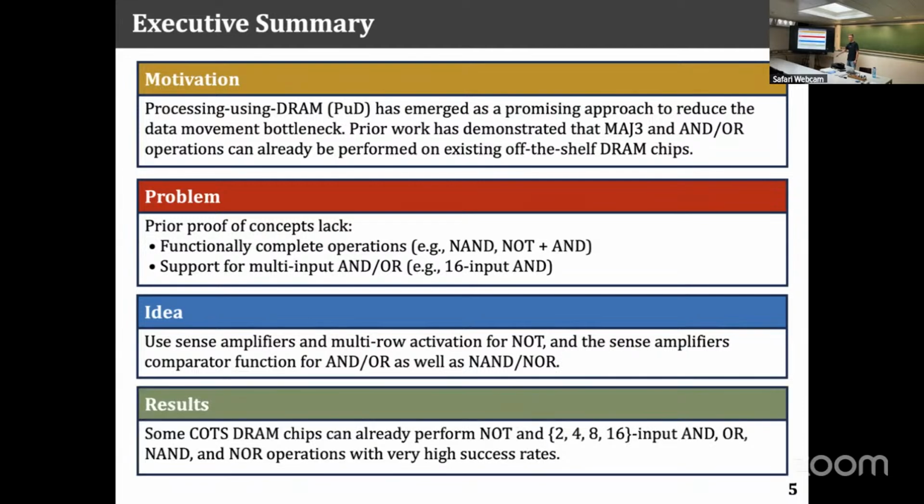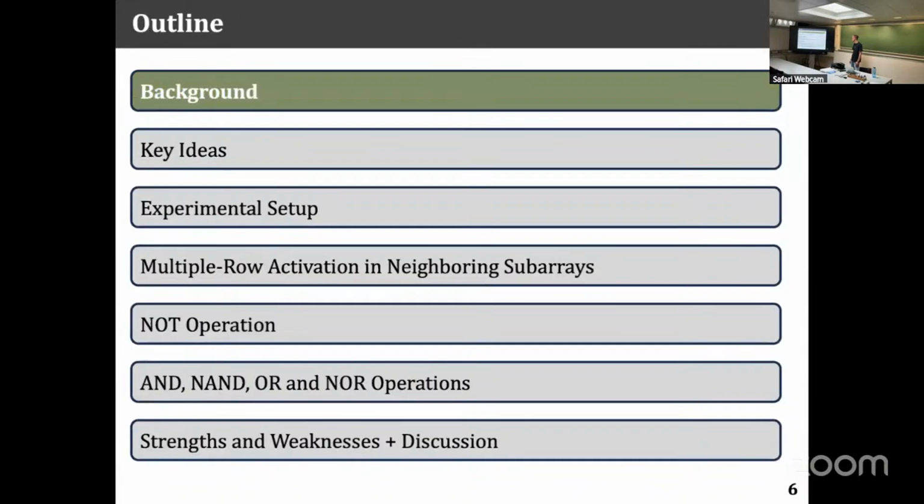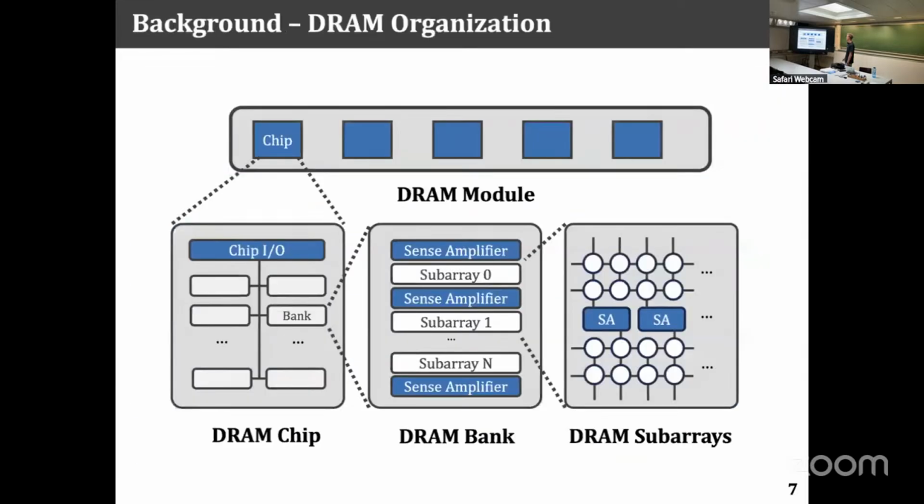And the results are quite promising because most chips on the market today can already do the NOT operation as well as up to 16-input AND and OR operations, as well as their negations, NAND and NOR, with reasonably high success rates. So before I talk a bit more in detail about the key ideas, I want to start with some background. We've seen this multiple times by now.